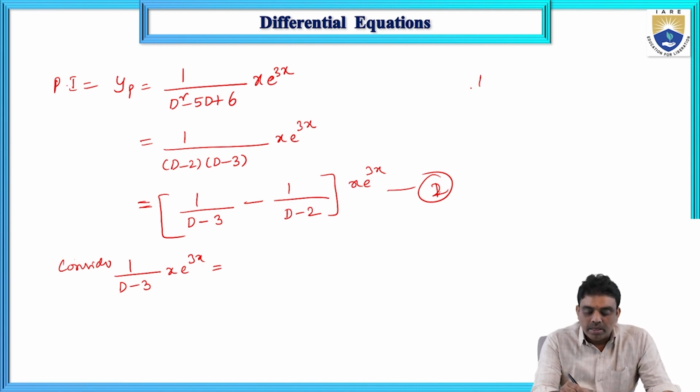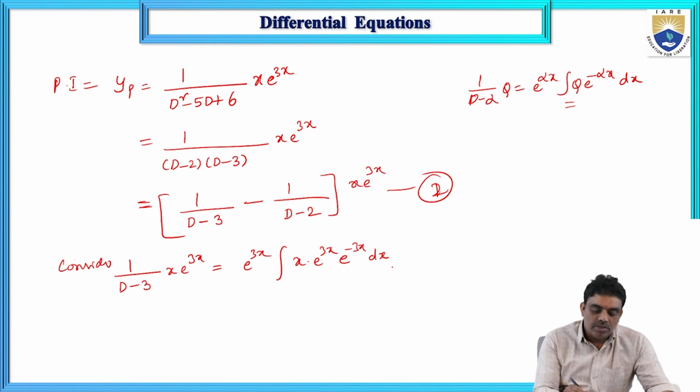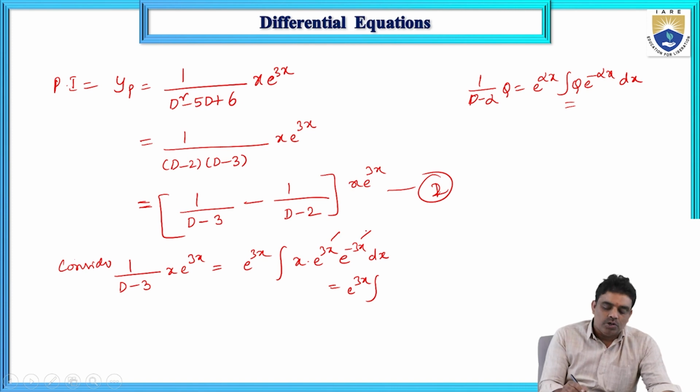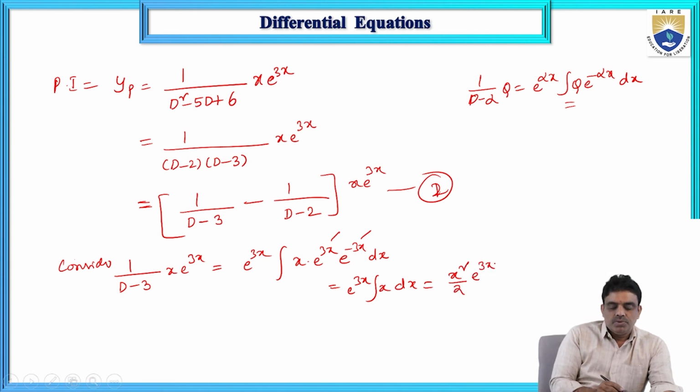So what is the formula? 1 by d minus alpha of q is e power alpha x integral q e power minus alpha x dx. So here, 1 by d minus 3, so e power 3x into integral of x into e power 3x, this is q, and e power minus 3x of dx. So then what you will get? e power 3x, and e power 3x into e power minus 3x is e power 0, that is 1, so x of dx. So what you will get is x square by 2 e power 3x. That is the first term, 1 by d minus 3 of x into e power 3x.